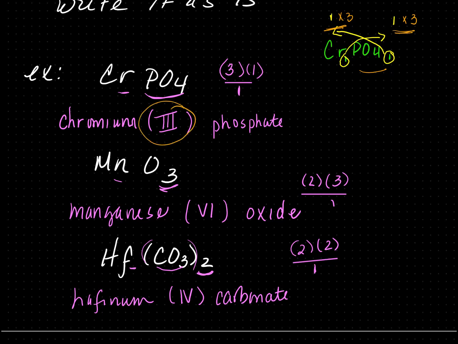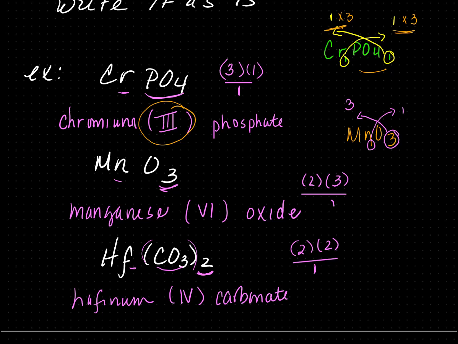Let's look at the next one. We have Mn2O3. The 3 with the oxygen was from the manganese. The 1 from the manganese came from the oxygen. So I'm going to crisscross back up. So if I do that, the 3 goes up here to the manganese. The 1 goes up to the oxygen.